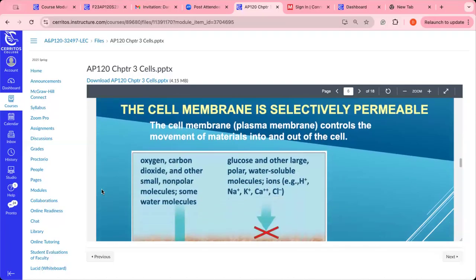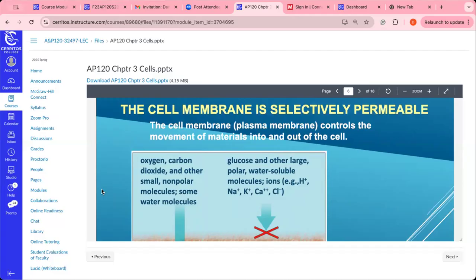The cell membrane is selectively permeable. The cell membrane, the plasma membrane, controls the movement into and out of the cell. Oxygen, carbon dioxide, and other small nonpolar molecules, and some water molecules go through, and glucose and other large polar water-soluble molecules can't get through. Selectively permeable means that some things are able to pass through the membrane.